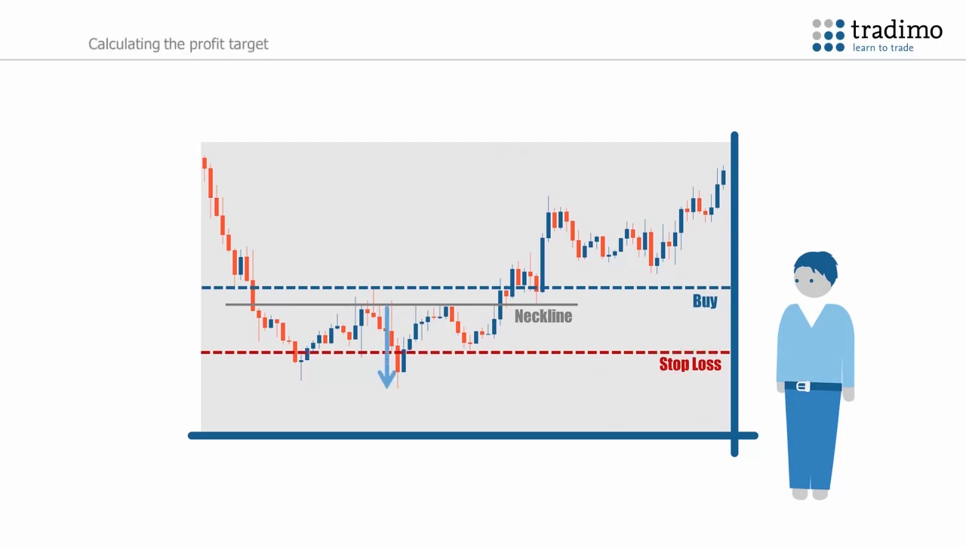To calculate the profit target, measure the distance between the head and the neckline of the pattern, and then extend this distance from the neckline in the direction of the breakout.